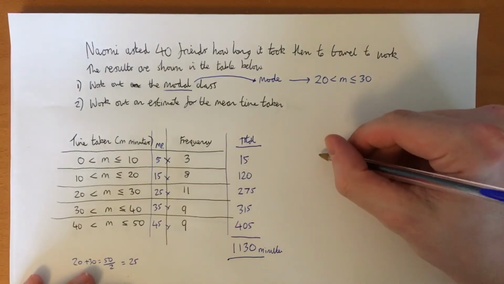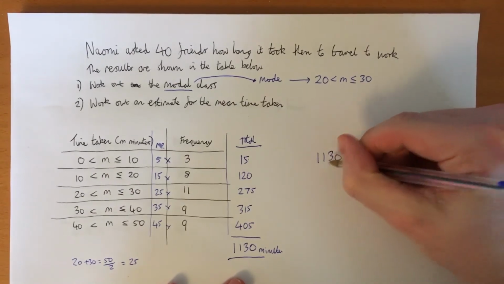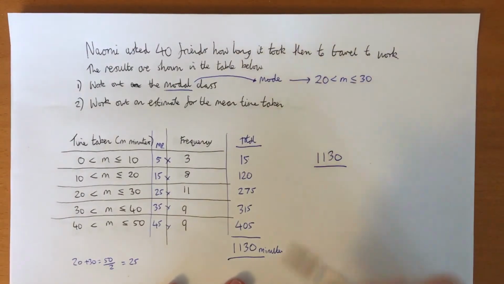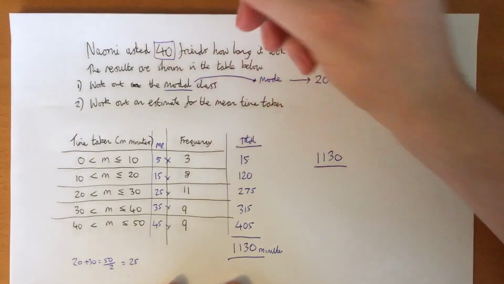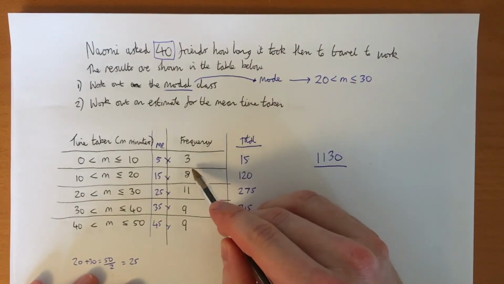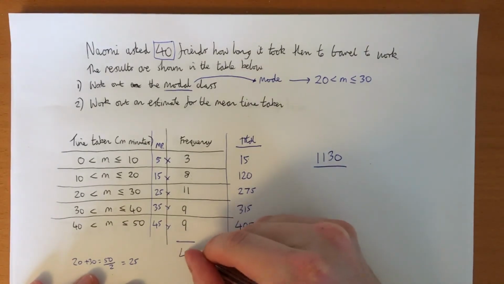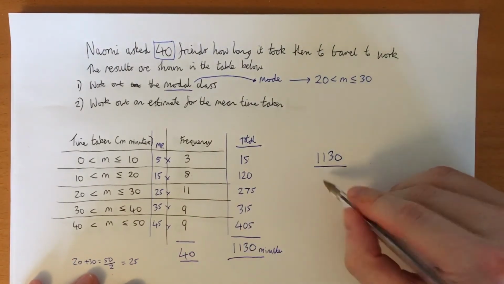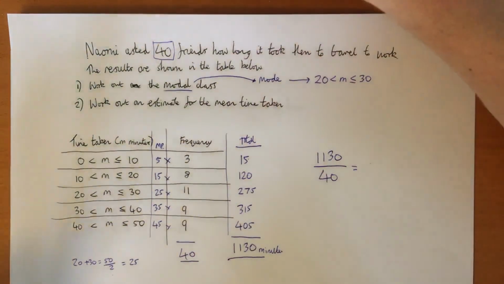Now hopefully you remember, last time we did the total amount of minutes, in this case 1130, and we divided it by the total amount of people that were asked. Now it's told us in the question how many people have been asked. It's going to be 40, but in case it didn't tell you in the question, you'd do 3 plus 8 is 11, plus 11 is 22, plus 9 is 31, plus 9 is 40, because 40 people were asked. So 40 people took in total 1,130 minutes to get to school.